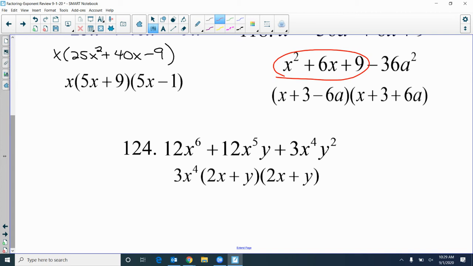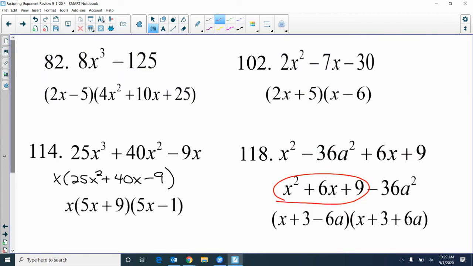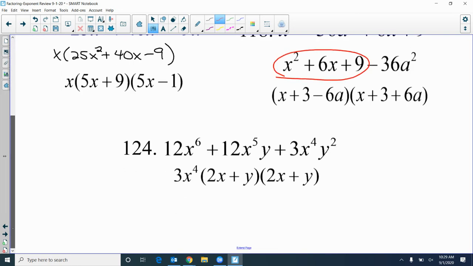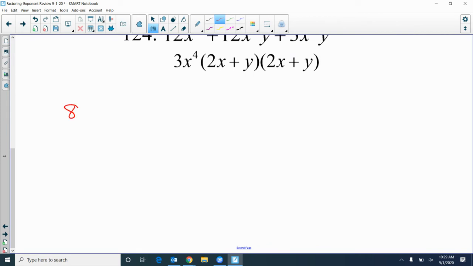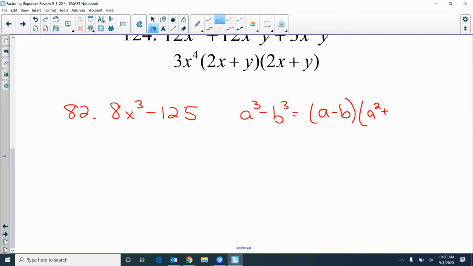Okay? Can you kind of walk through number 82? Because I messed up, but I'm not really sure how it got there. 82. Right here? Yep, no problem. So for 82, 8x to the third minus 125. All right, a cubed minus b cubed. The formula is a minus b, so same sign for the first one, and then it's a squared plus ab plus b squared.